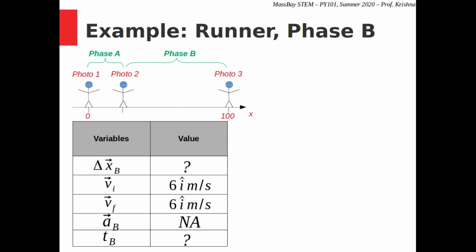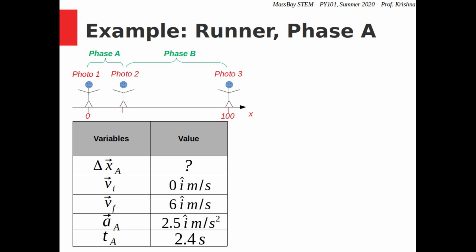What do we do? There's one piece of information from the puzzle that we haven't used yet. This was a 100-meter dash, which means the total displacement of the protagonist across phase A and phase B combined was 100 i hat meters. If we knew the displacement of the runner in phase A, then her displacement in phase B must be 100 minus that.